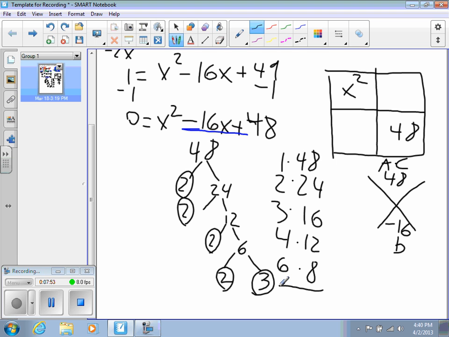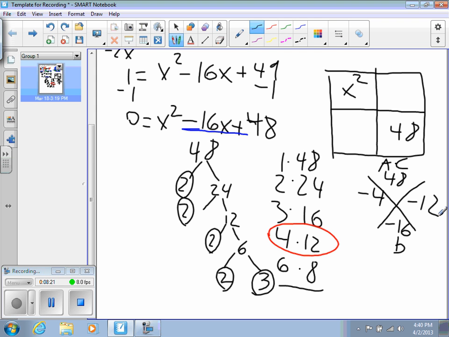And as 16 is negative, they both have to be negative. Same sign, I'm looking for a sum. So I'm looking for a sum of 16. And I found it right here. 4 plus 12 is 16. And both of them need to be negative. So I've got negative 4 and negative 12.